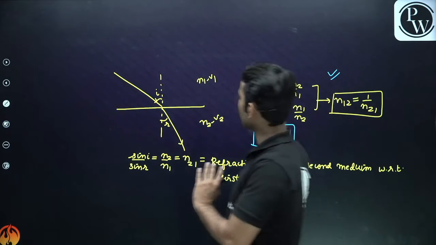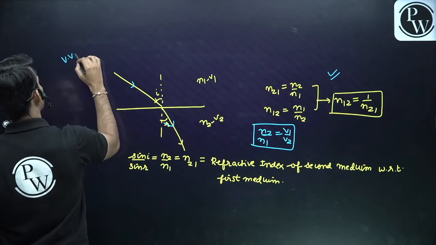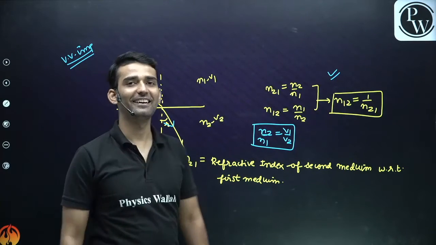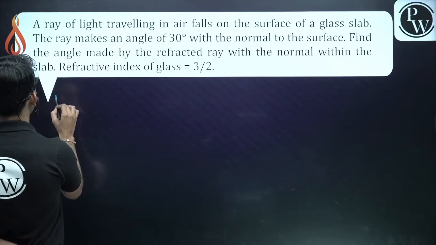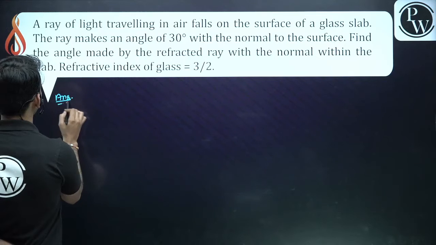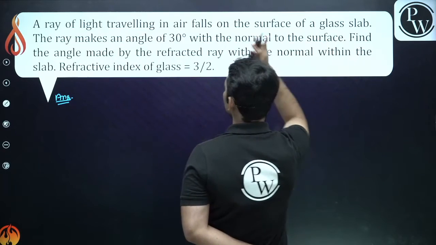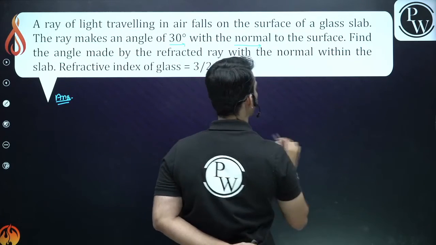You will definitely get a question from this. This is a very, very important slide. Is it clear? Now let's try a question based on this. Read the question guys. A ray of light traveling in air falls on the surface of a glass slab. The ray makes an angle of 30 degrees with the normal. This is angle of incidence.